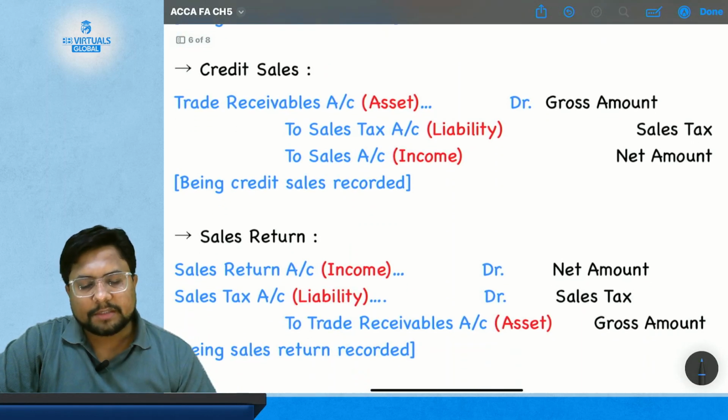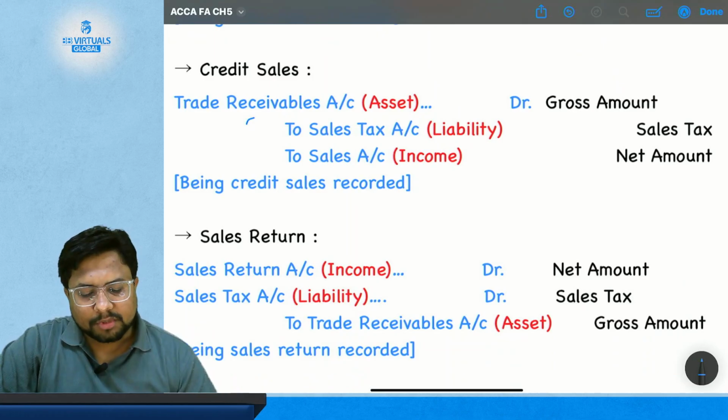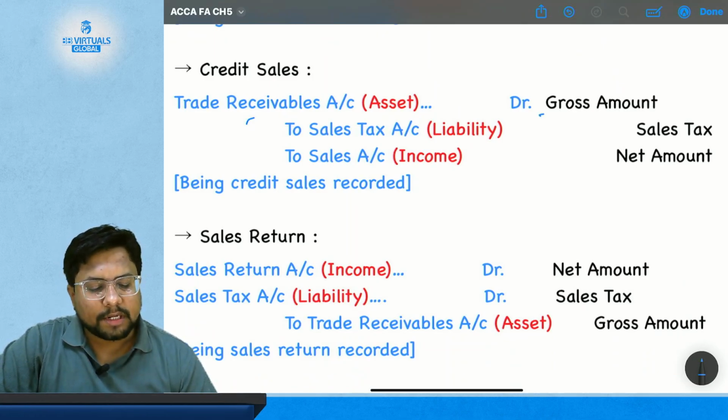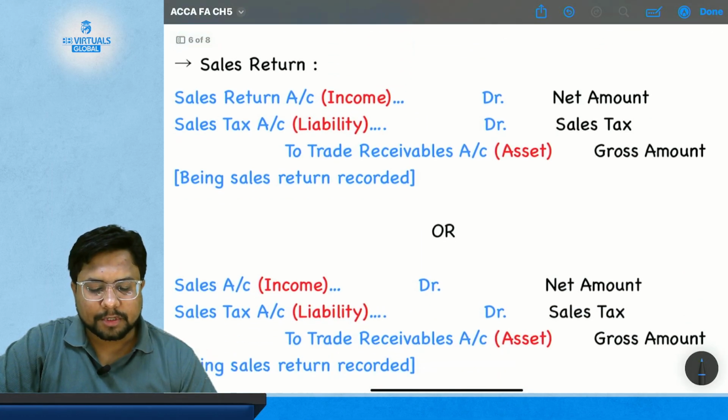When it comes to credit sale, credit sale will be trade receivable account debit to sale tax to sale. Trade receivable will be the gross amount, sale tax will be the sale tax amount, and sales will be of net amount. Okay, so this is very simple, as we have already studied in types of business transaction.